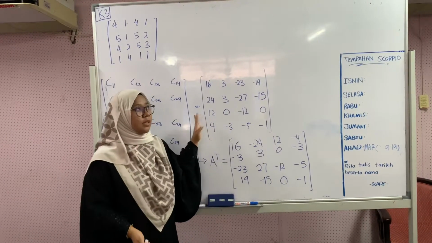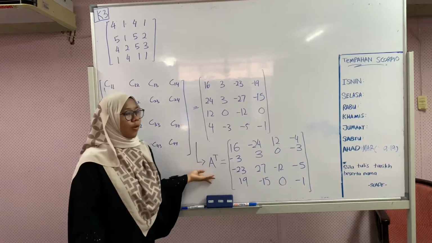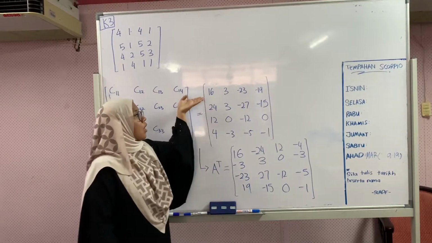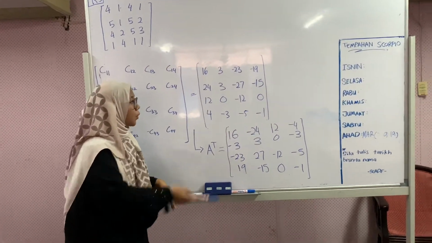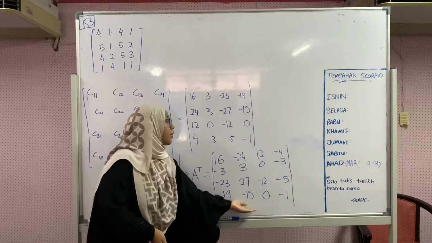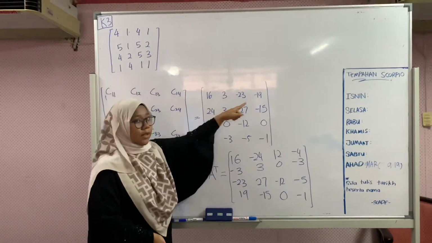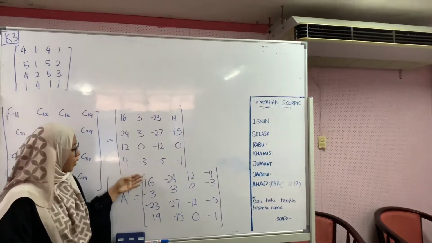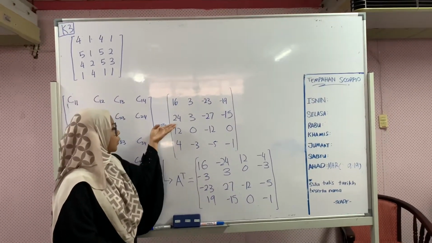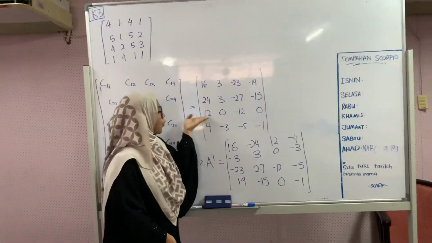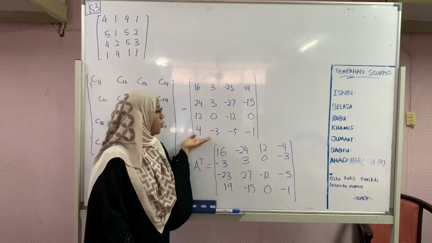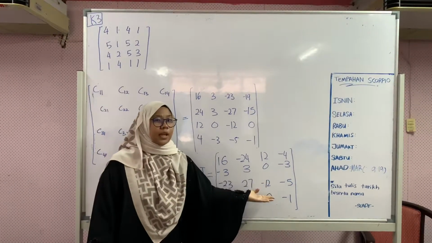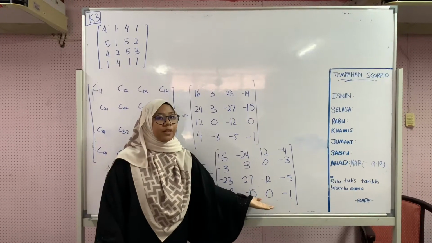So when we already get the adjoint matrix, we need to transpose it to form the adjoint transpose matrix. So the transpose meaning is we change the rows into columns. So the method is shown here that we change row 1 into column 1, which is 16, 3, negative 23, negative 19 in row 1 becoming column 1, and also row 2 into column 2, row 3 into column 3, and row 4 into column 4. So this is the adjoint transpose matrix that we get, and that will be used to find the inverse later on.